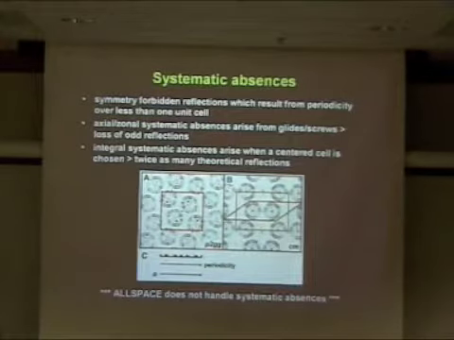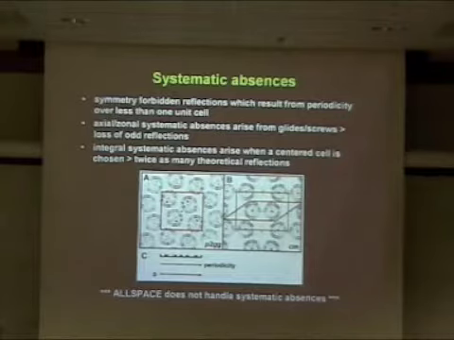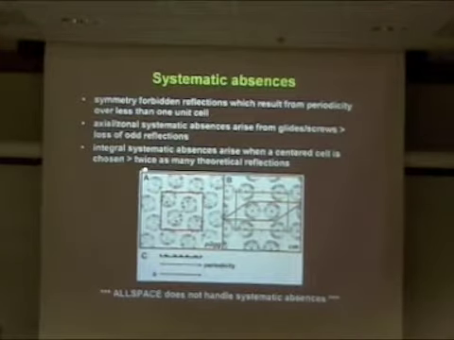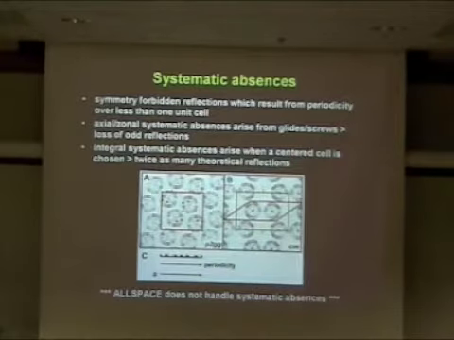So systematic absences basically result from something called symmetry forbidden reflections. And there's two types of these. We have either axial or zonal systematic absences, which arise from glides and screws, and these basically result in a loss of odd reflections. Or we have integral systematic absences, which arise when a centre cell is chosen, and this generates twice as many theoretical reflections as what we would expect for the corresponding primitive cell.